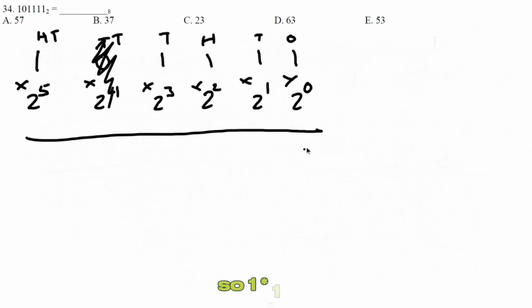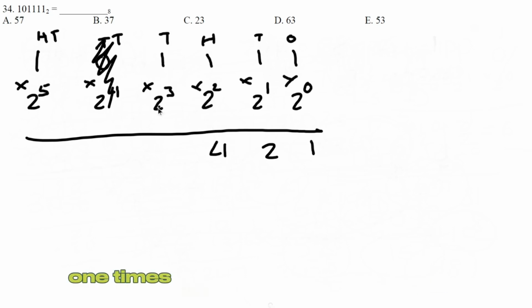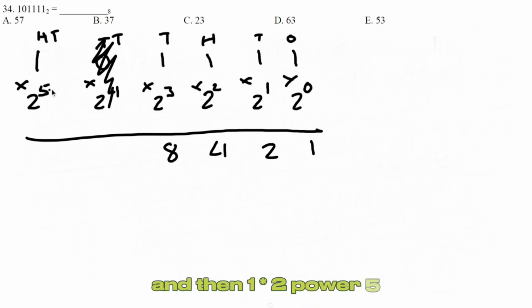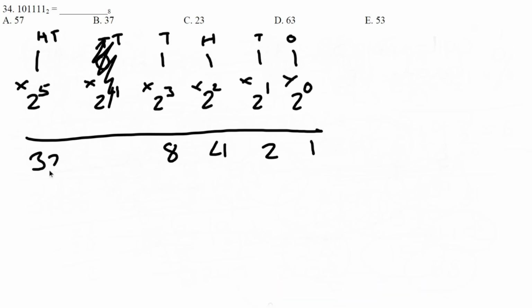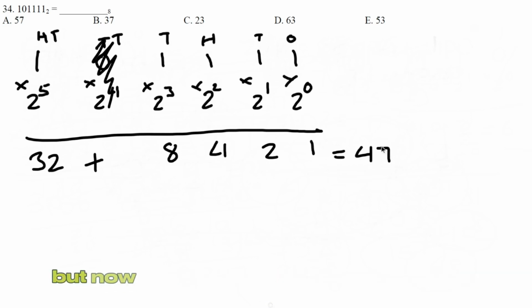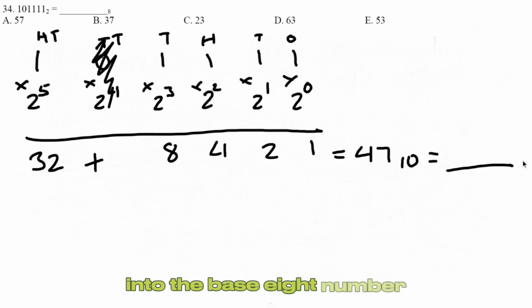So 1 times 1 is 1. 1 times 2 is 2. 1 times 2 squared, which is 4, is just 4. 1 times 2 cubed, or 2 power 3, is just 1 times 8, which is 8. And then 1 times 2 power 5. So 2 power 5 is 32. So 1 times 32 is just 32. And now we add all of these. And we get 47. But now we need to convert this 47 base 10 into the base 8 number.